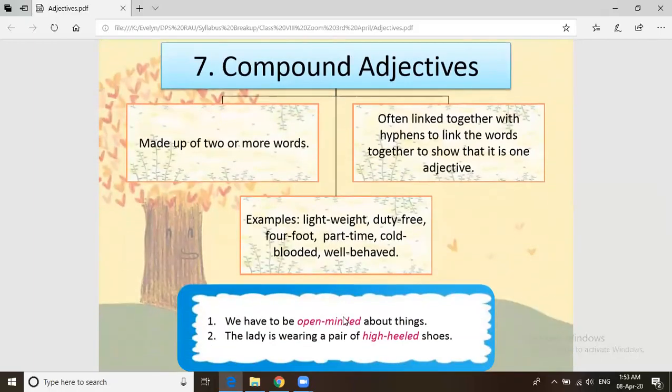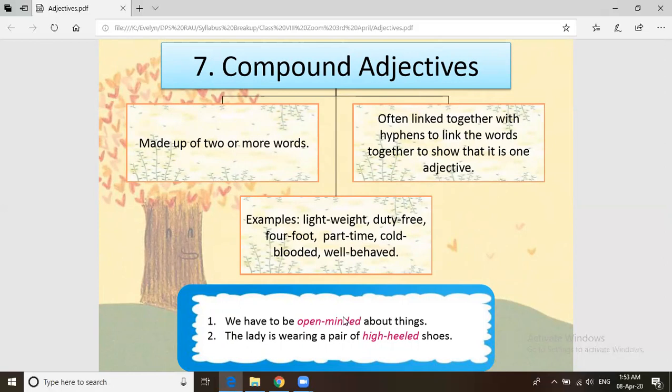Compound adjectives are very easy. These are the adjectives which are made up of two or more words, and I always suggest students use a hyphen in between. Lightweight, duty-free, 4-foot, part-time, cold-blooded, hot-tempered, well-behaved, ill-mannered. These are examples of compound adjectives.